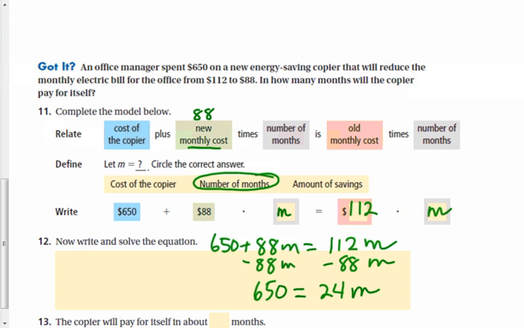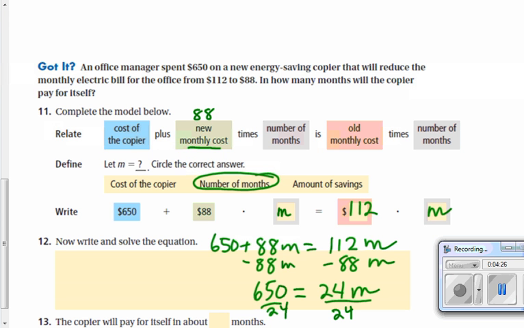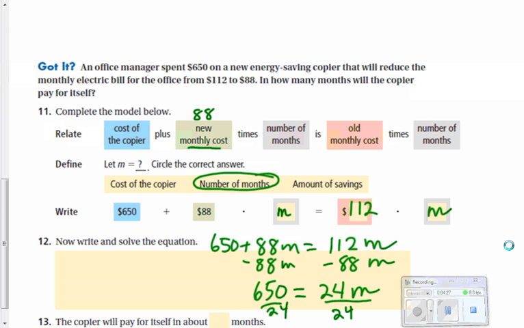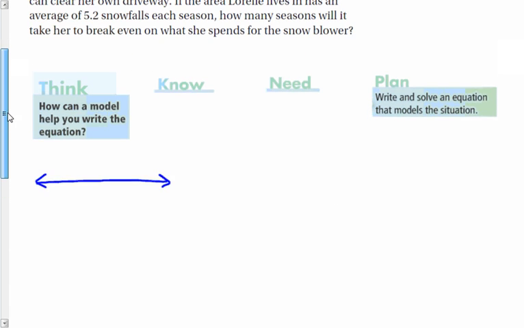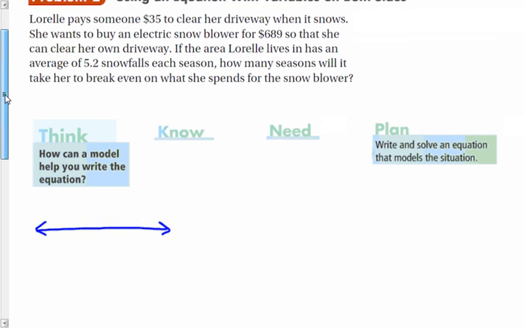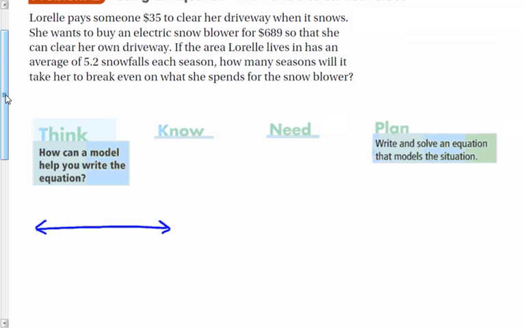So we're going to take 650 divided by 24 to get our answer. And 650 divided by 24 equals a little bit over 27. So we can say that the copier will pay for itself in about 27 months. All right, go ahead and do this top problem and see if you can get the right answer. And I'll check back and show you how I did it.